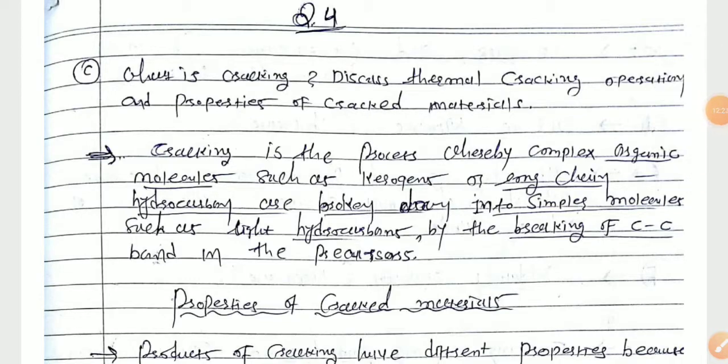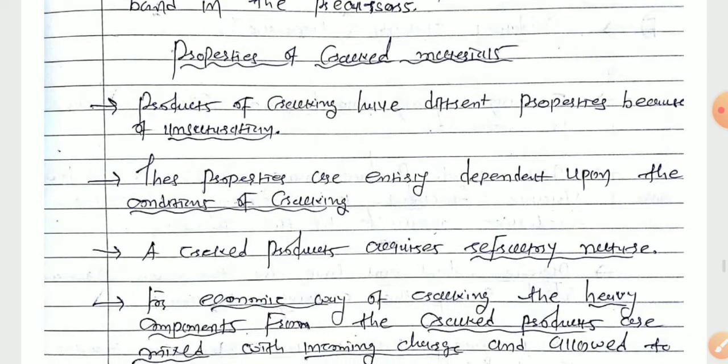Discuss the thermal cracking operation and properties of cracked material. Cracking is the process whereby complex organic molecules such as kerosene or long-chain hydrocarbons are broken down into simpler molecules such as light hydrocarbons by the breaking of the carbon bonds, through free radical formations and other reactions.